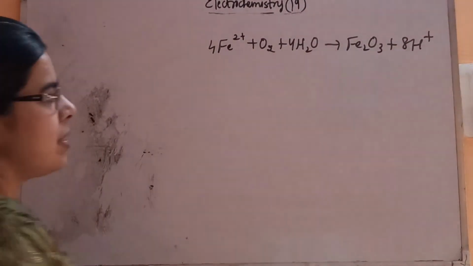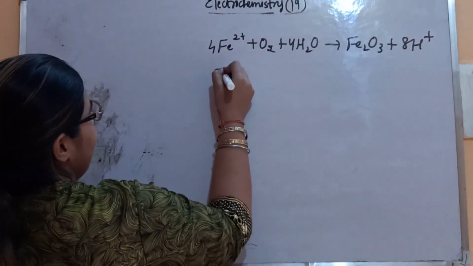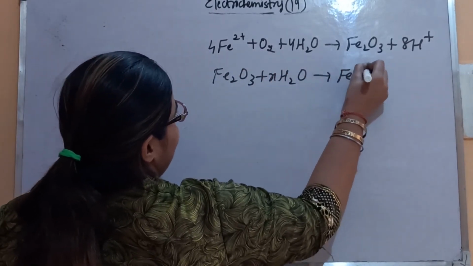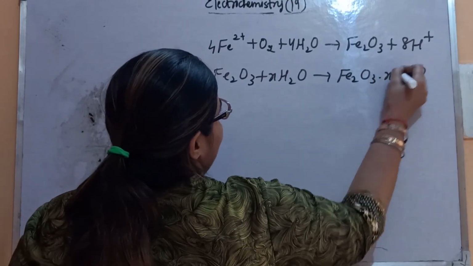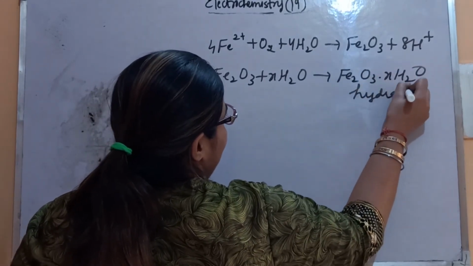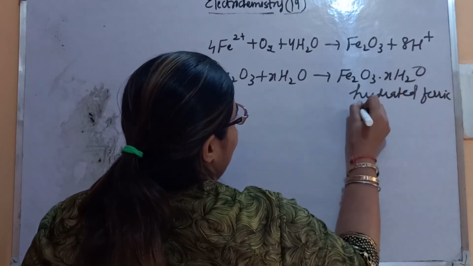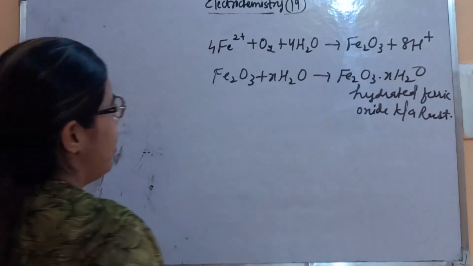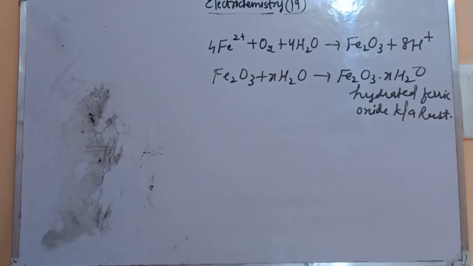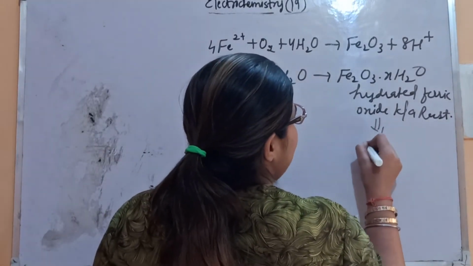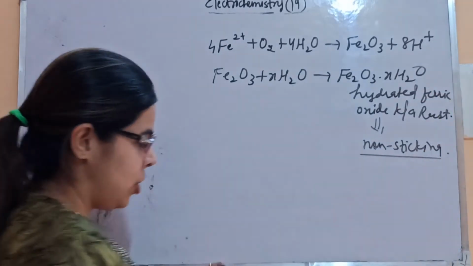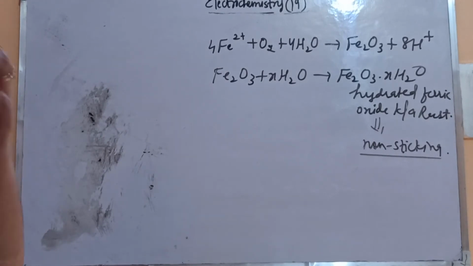Now this ferric oxide will further get hydrated to form the hydrated rust. This is the hydrated ferric oxide known as rust. Now ferrous has become ferric, Fe3 positive. So this is what is happening and rust is getting formed. It's a non-sticking substance. It is just taking away the fresh layer of the metal, exposing its fresh layer.